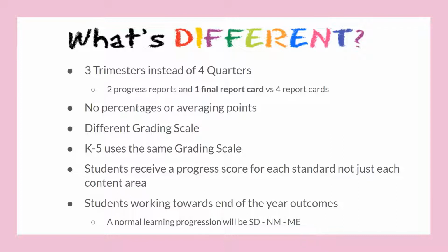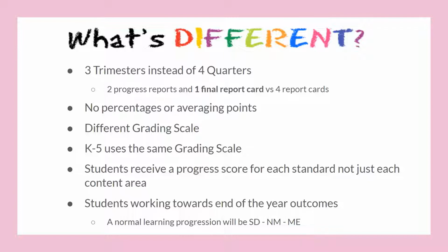K through 5 will be using the same grading scale all the way through. Currently, primary has one set of grades, and then intermediate has a different set of grades. So everyone K through 5 will be using the same system. And students are going to receive a progress score for each standard, not just the core content area, kind of what I described earlier when I showed the sample.